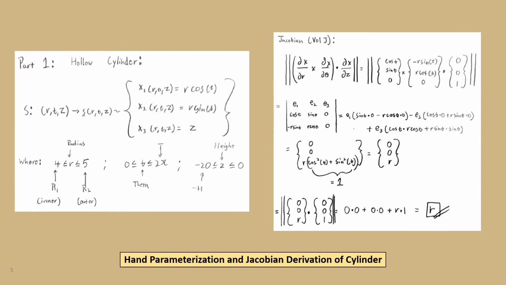Shown on this slide is the derivation of my hollow cylinder's parameterization, as you can see on the left, with the different bounds of the radius, the theta, and the height, all given their respective variables, as well as the derivation of my Jacobian volume, as you can see, just by taking the partial derivatives of the r, theta, and z dimensions respectively. And as you can see there, through my worked out math, my Jacobian volume came out to just be the value r.